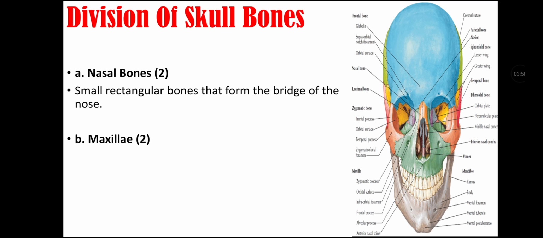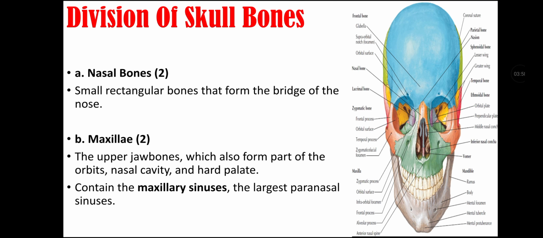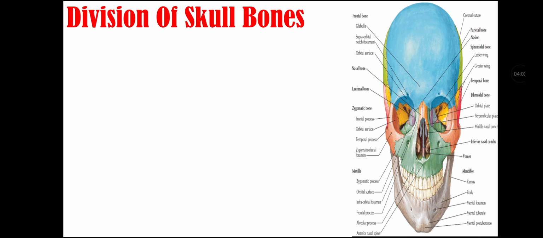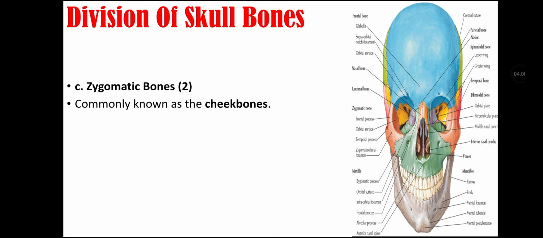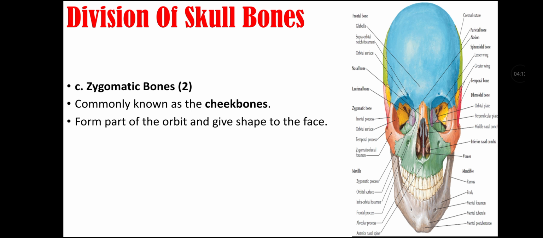Next we have is maxilla, that is also the paired bone. It is the upper jaw bone which also forms part of the orbit, nasal cavity and hard palate. It contains the maxillary sinuses, that is the largest paranasal sinuses. Next facial bone we have is zygomatic bone, that is also the paired bone. It is commonly known as the cheekbone. It forms part of the orbit and gives shape to the face.